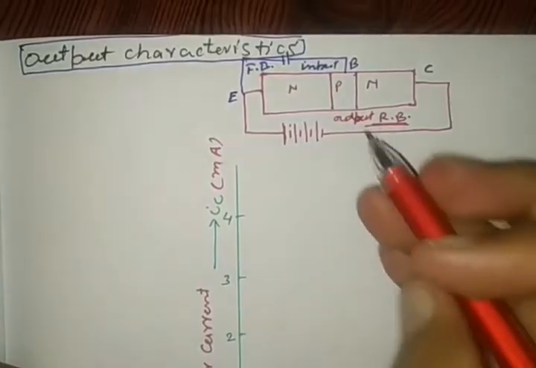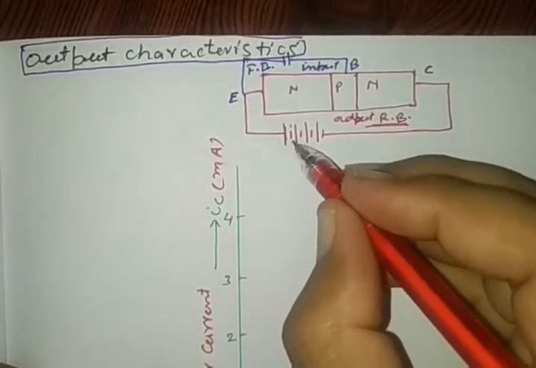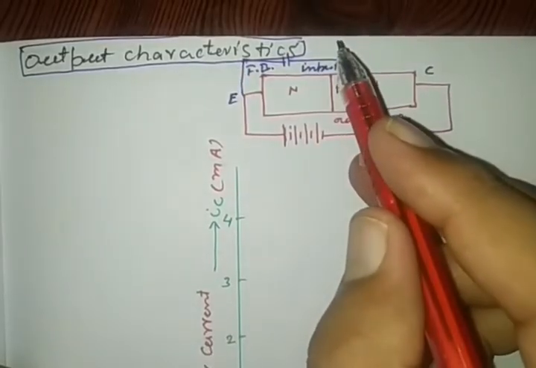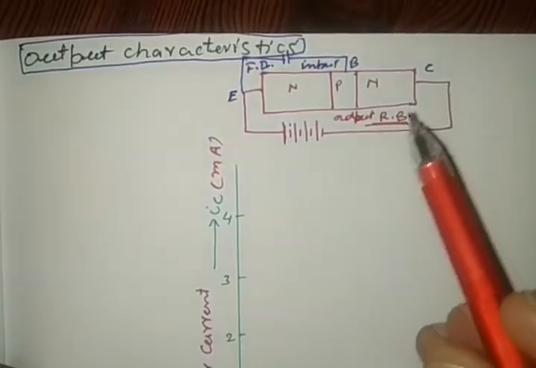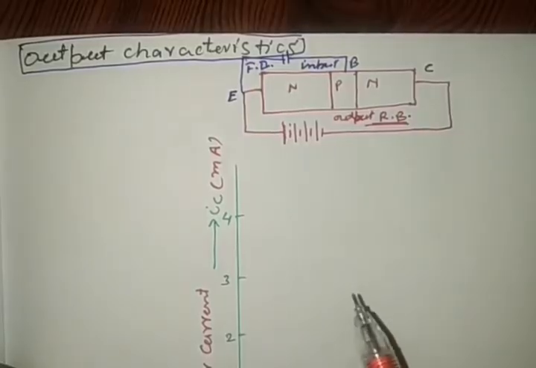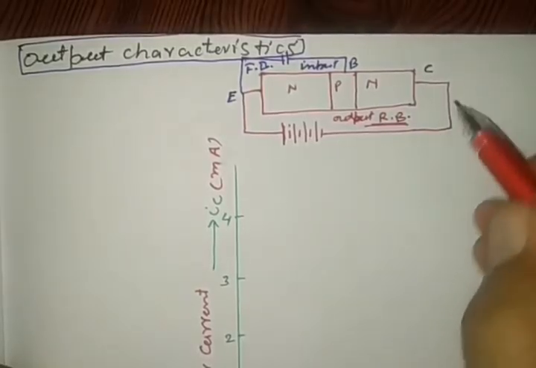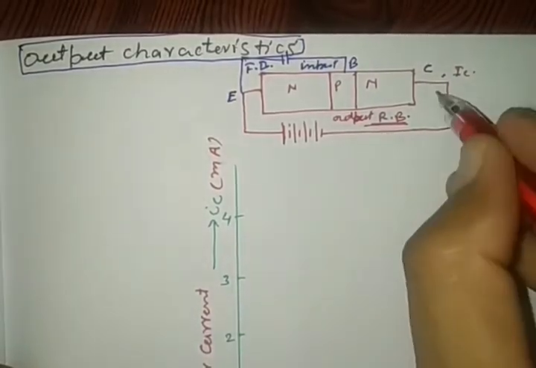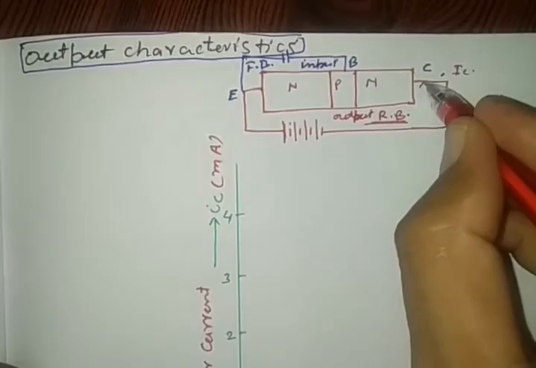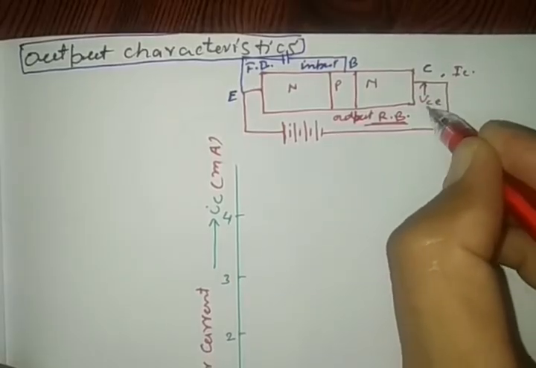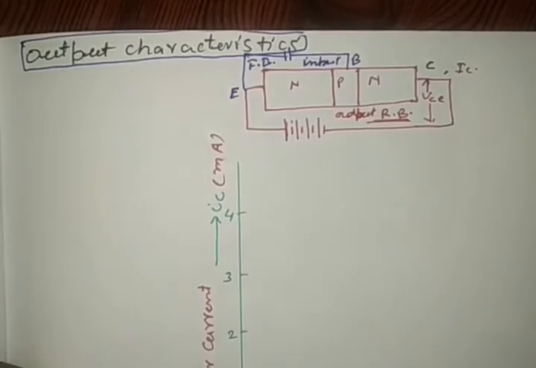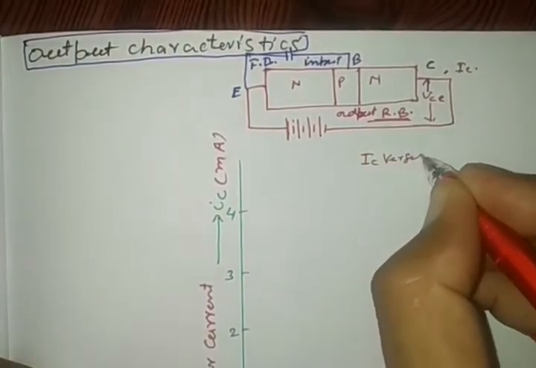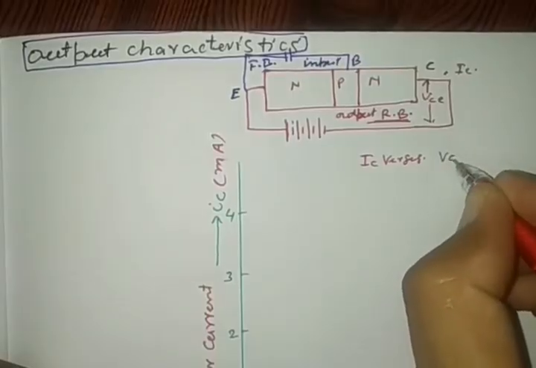See carefully how the experiment is made for the output characteristic. To study it, the output characteristic is a curve between output current IC and output voltage. What is output voltage? It is VCE. So this graph is IC versus VCE.